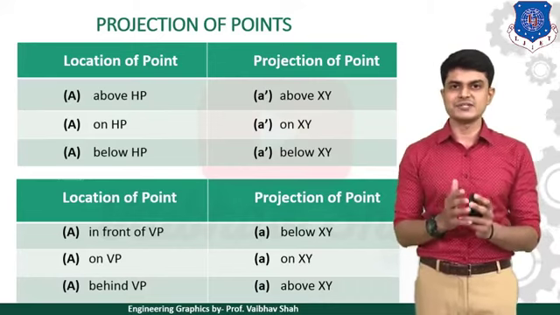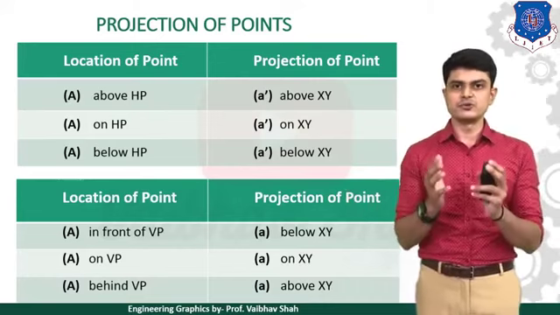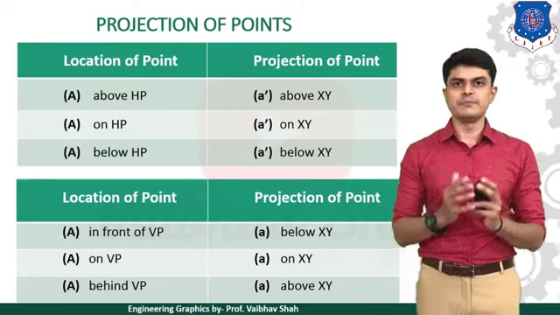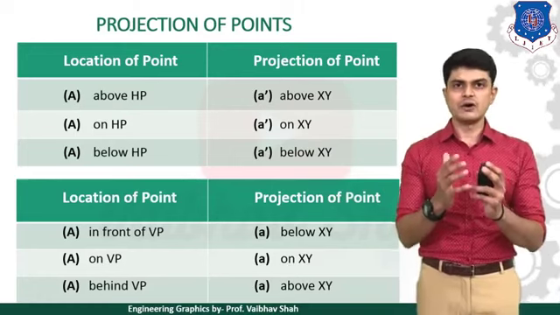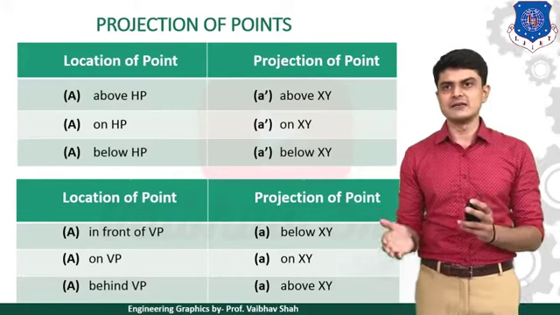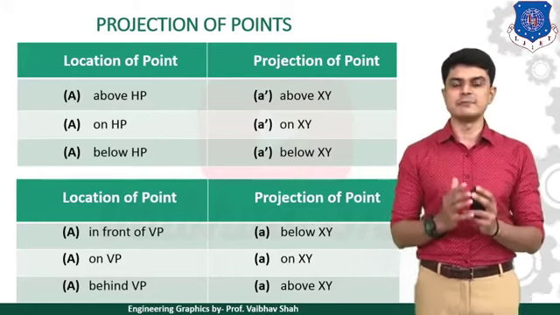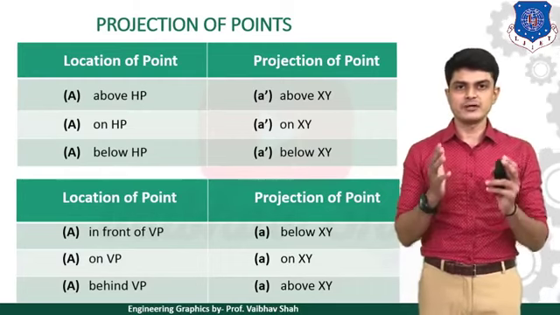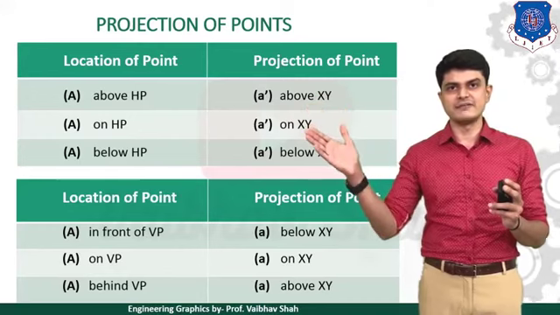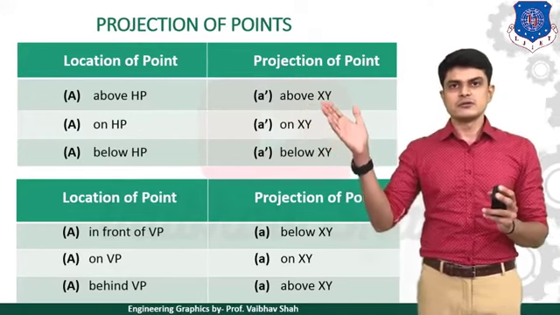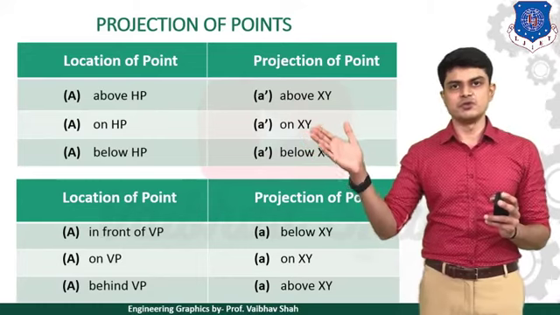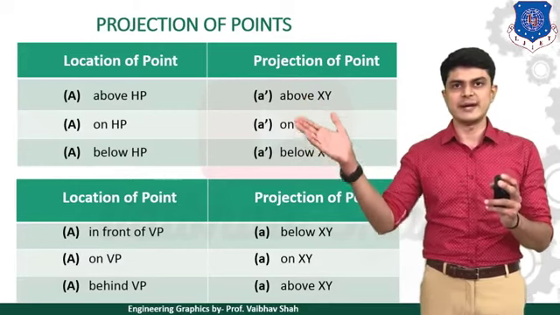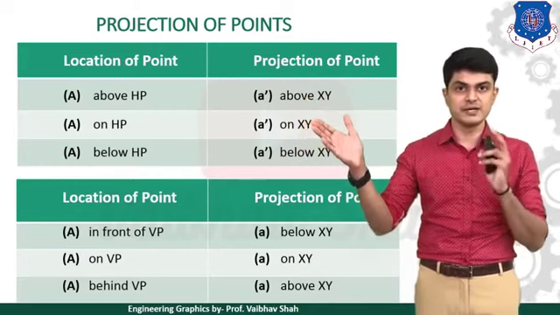Whenever it is said in your examination that point A is in front of VP, you need to draw point A below the XY line as an answer. Whenever it is said point A is on VP, you need to just draw your point A on the XY line. And finally, whenever it is said that your point A is behind VP, then the answer would be your point A above the XY line. Here, understand that this point A dash represents the front view or elevation. Whenever it is represented with respect to HP, it is known as the front view or the elevation. So A dash point is also known as the front view or elevation. Remember that.